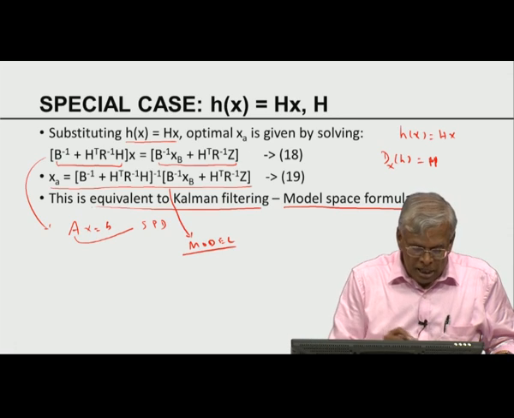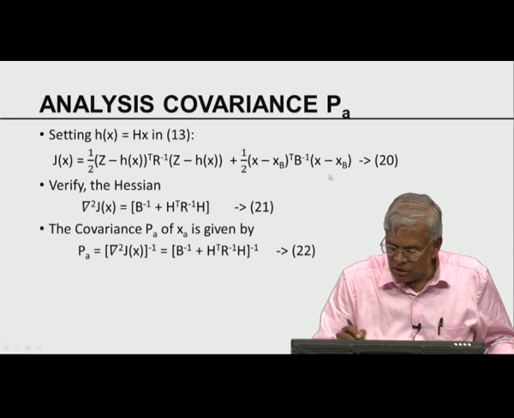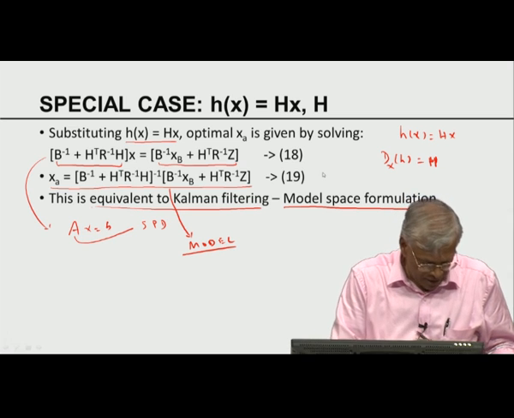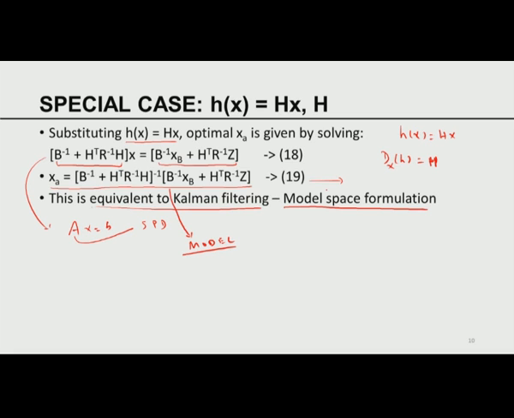So the solution to equation 19 gives you the analysis. The optimal solution for this is called the analysis. That is called xa, the analysis. Please realize analysis is the fancy term that geophysicists use for the posterior estimate. What statisticians call the posterior estimate is essentially the analysis in geophysical sciences.